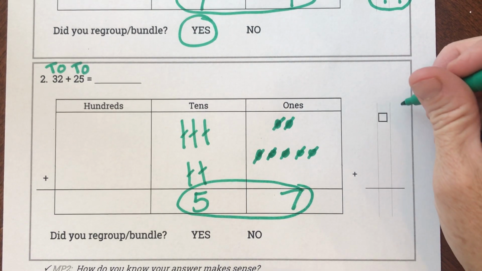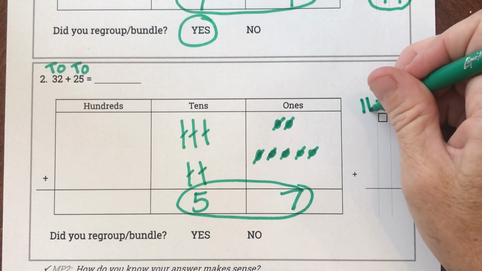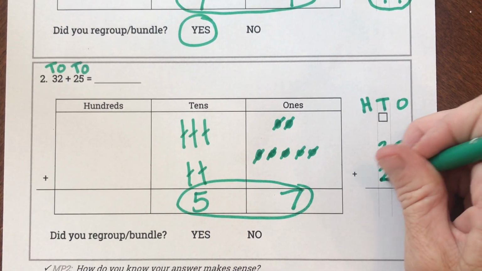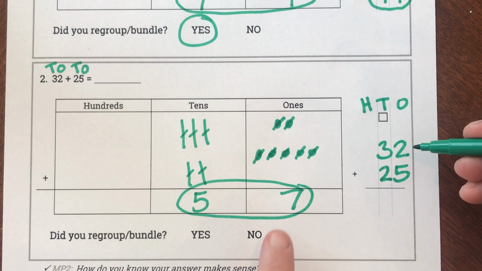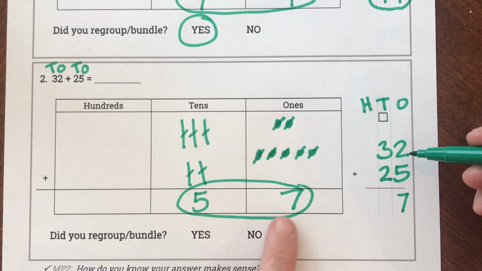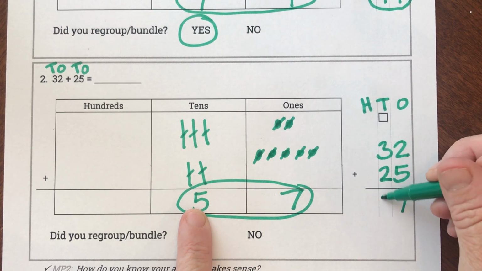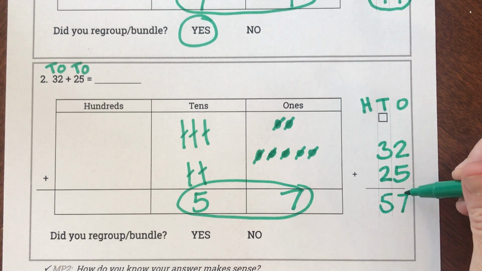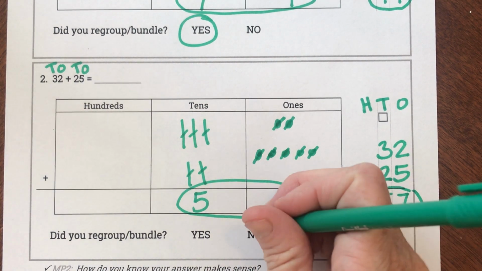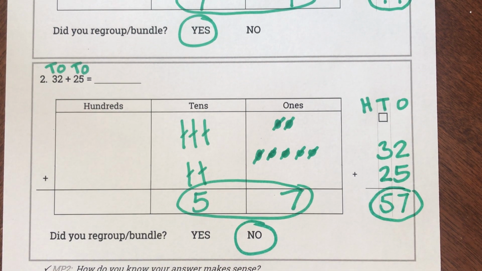Let's do this in working form. We have our ones, our tens, and our hundreds. So we had 32 plus 25. And 2 plus 5 equaled 7, and there was no regrouping. And then 3 plus 2 equaled 5, and again, no regrouping. So our sum is 57. So here where it says, did you regroup or bundle? No, we did not, because we never had a group of 10. You need 10 to bundle.